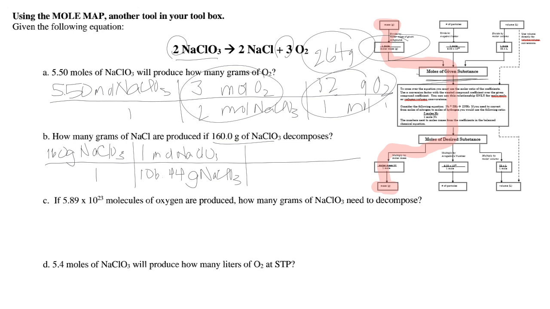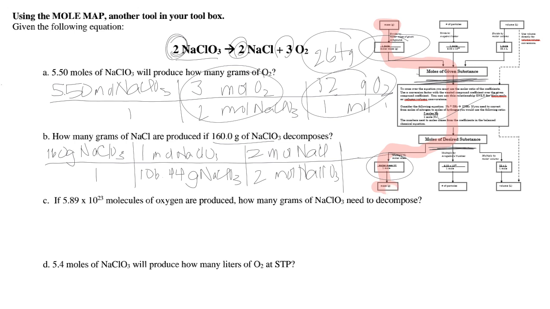Now that gets me to moles of my given. To get to moles of the desired, I use my coefficients. So moles NaClO3. Now I want to get to moles NaCl. So I look in my reaction, it's a 2 to 2. Now I've done that step. And then the last conversion, I put the molar mass of the NaCl over 1 mole.